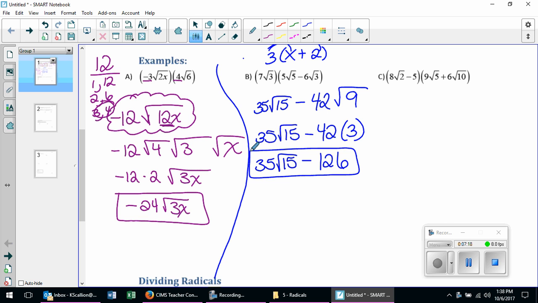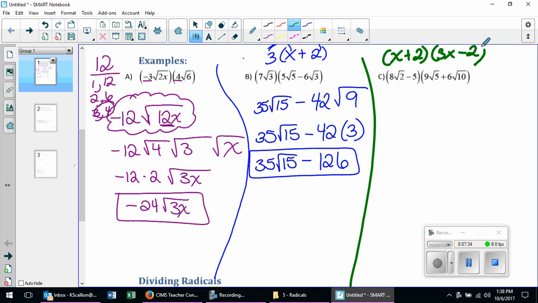Okay. Now we're going on to the binomials. So you guys have done 8 million of these. X plus 2 times 3x minus 2. We know how to attack that or not. I'm trying to figure out.